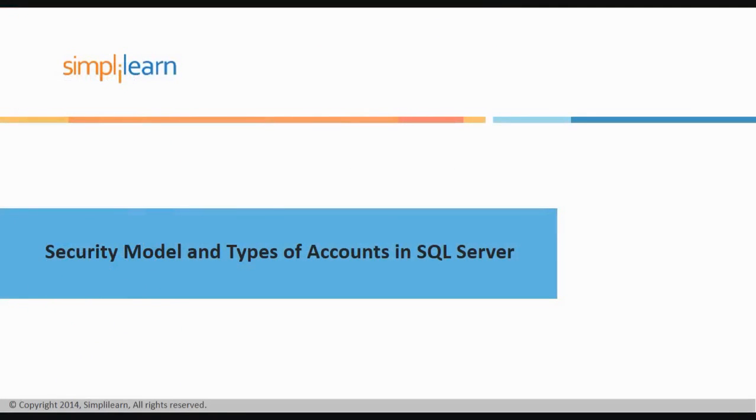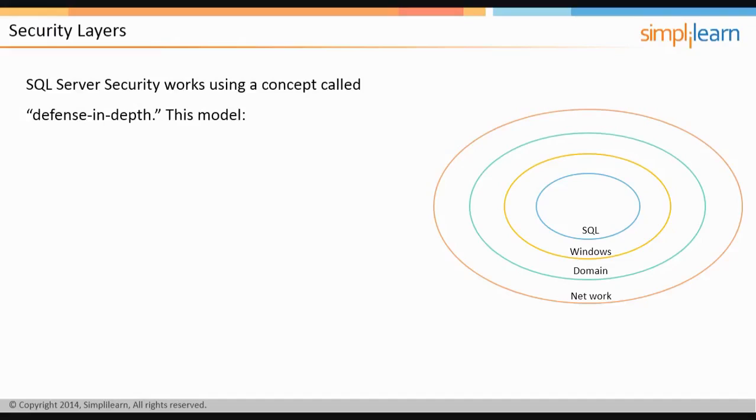In this section, you will learn about the security model in SQL Server and the different types of accounts that are used in it. Let us get an overview of this model in the next screen. SQL Server security works using a concept called defense in depth. This is actually an extension of the Windows Server security model that too uses the same concept. It basically refers to adding multiple layers of security around the item you wish to protect. In this case, the data in SQL Server. Each layer that is added increases the level of security around the item.